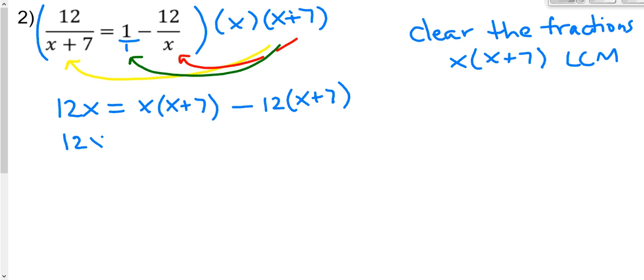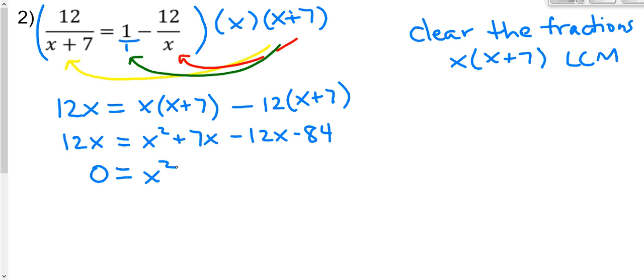We'll distribute the x, we'll distribute the minus 12, since this one is quadratic, let's get everything over to one side. I'll just subtract 12x from both sides. And we have 7x minus 12x minus another 12x. So 7x minus 24x, that would be negative 17x.